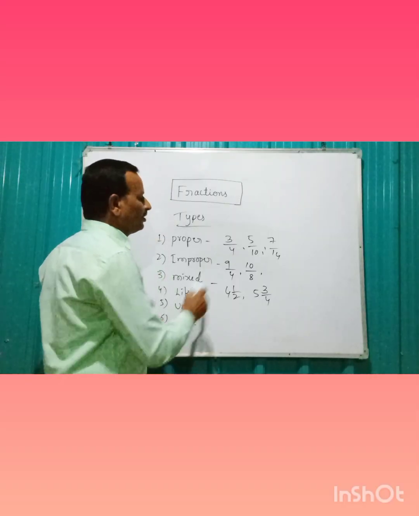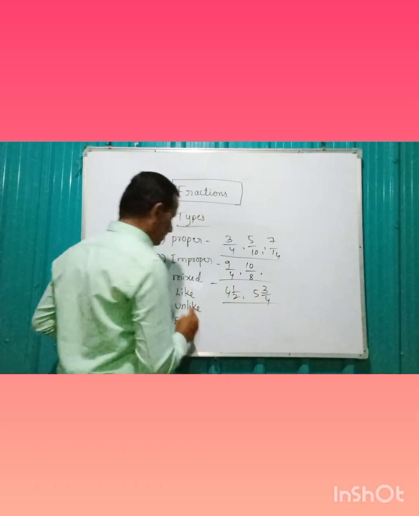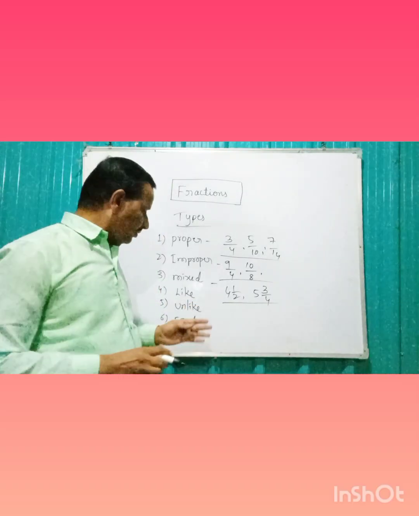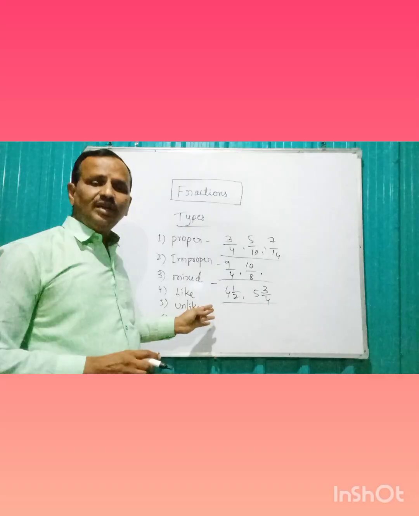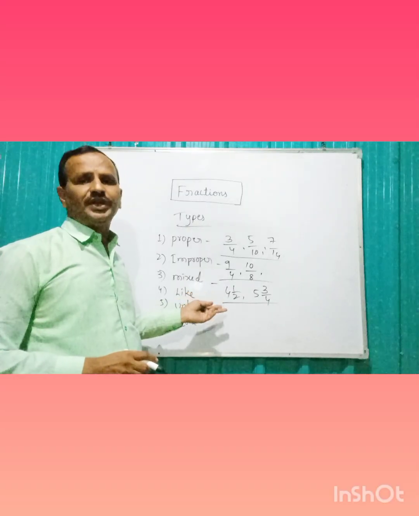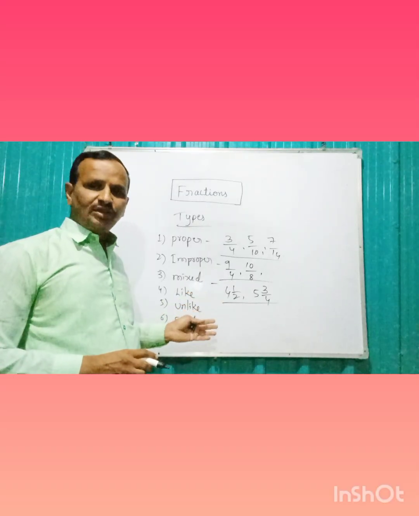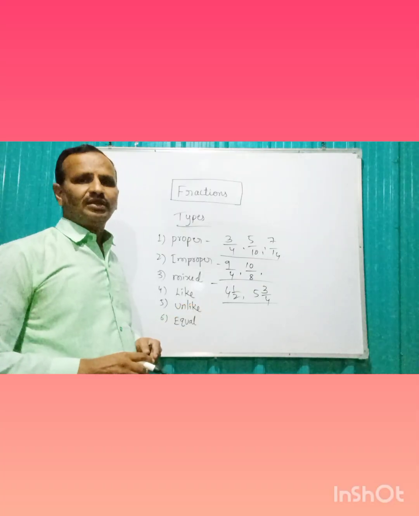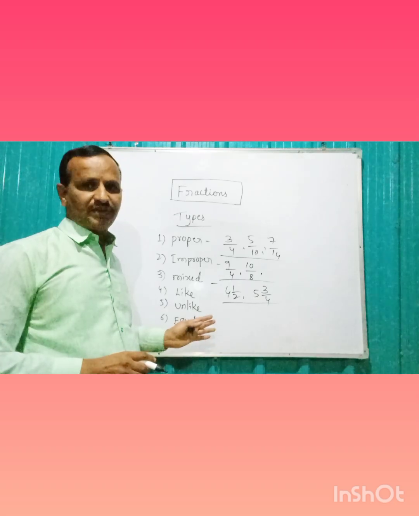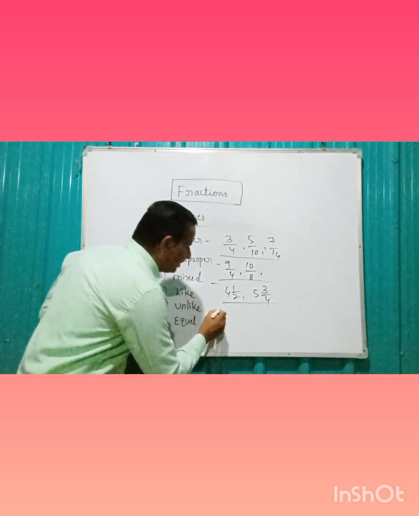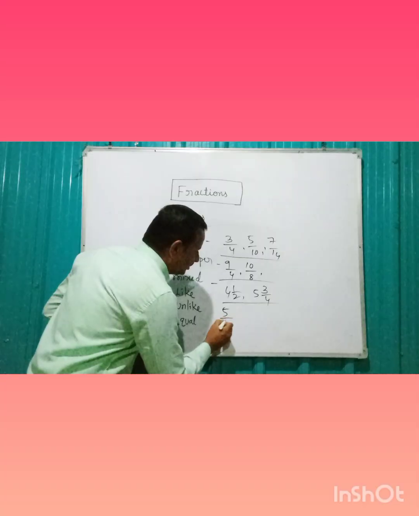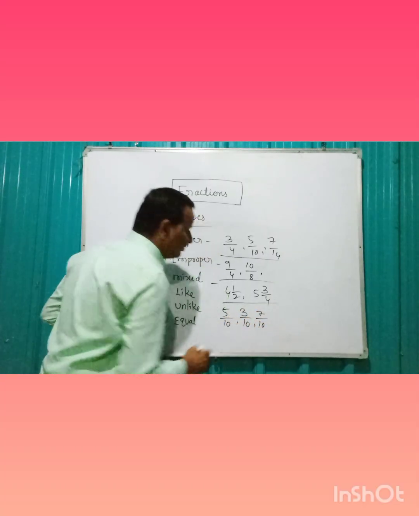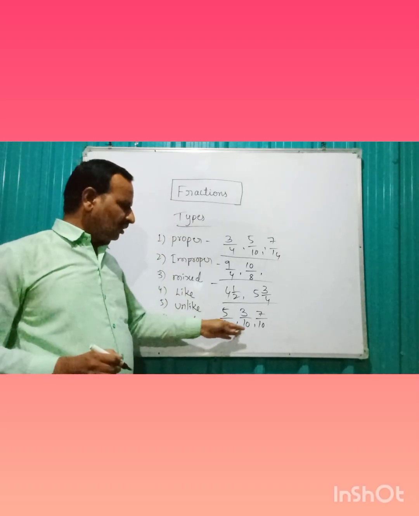Now let us move to the next fraction, like fractions. This is clear. So like fractions are fractions whose denominator is the same but numerator is different. Such fractions are called like fractions. For example, we take 5 by 10, 3 by 10, 7 by 10. Here you can see the denominators are all the same.